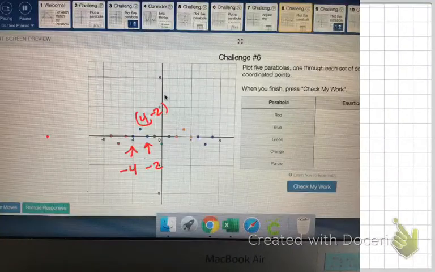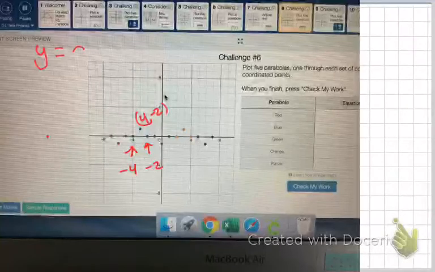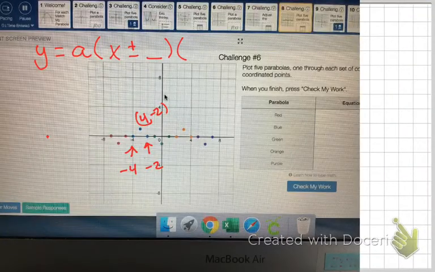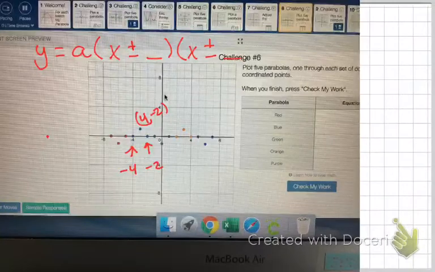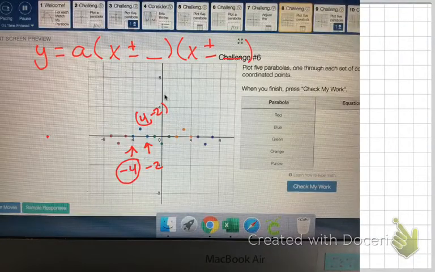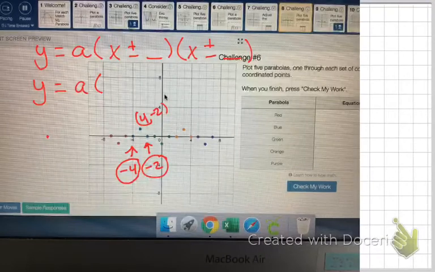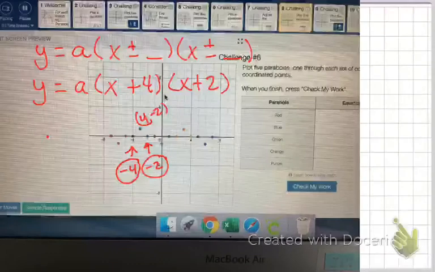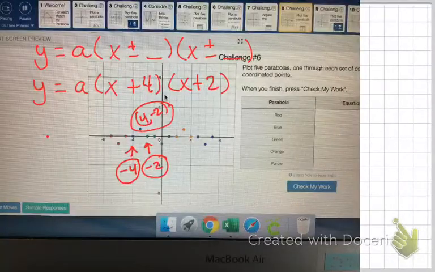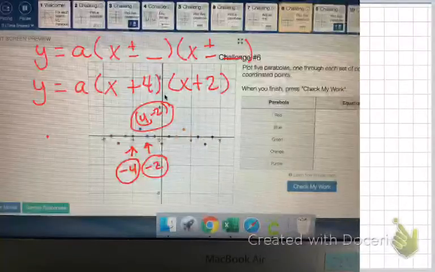All right, so think about our general form. Y equals a times x plus or minus something, and x plus or minus something. All right, so we know when we solve these, we got a -4 and a -2. So in our form, we have to have the opposite sign. So y equals a, this would be x plus 4 and x plus 2. Okay, we don't know what a is, but we have another point up here that we could use to find out what a is. So we're going to plug that in.